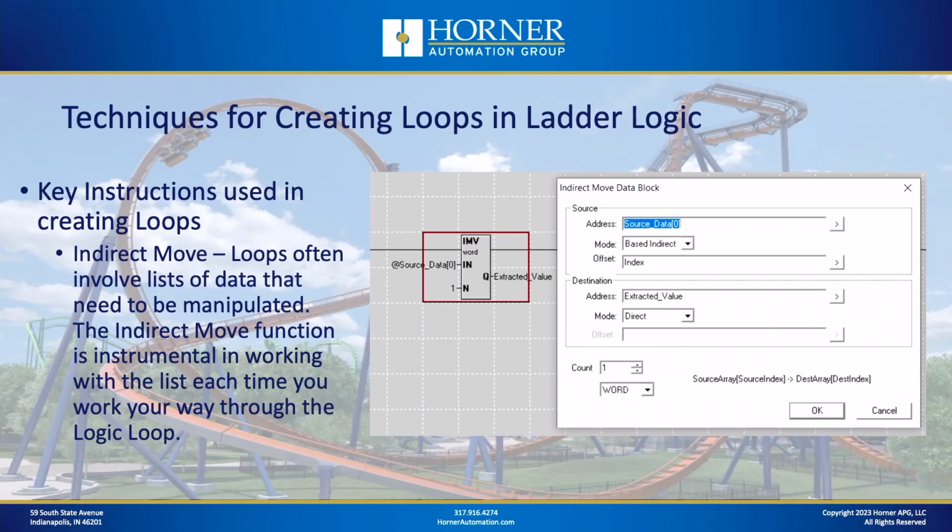So what you're seeing on the screen is we have an array called source data. The index variable is going to be read at execution time. Whatever its value is, it's going to be the pointer to the index into the source data array. And then that specific value at that specific location will be copied over to the extracted value variable. So that's what's happening on that particular instruction.